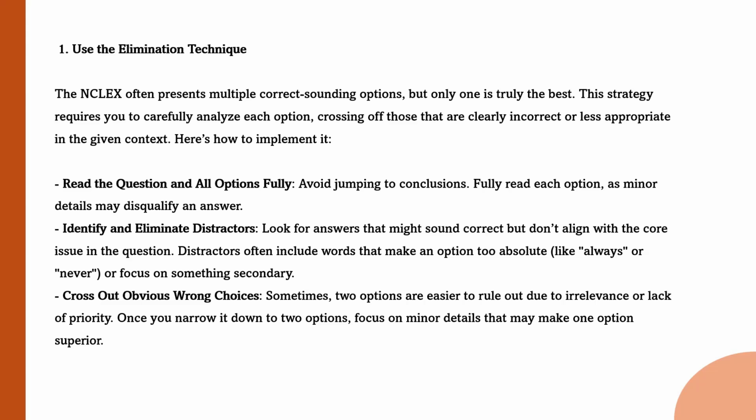Distractors often include words that make an option too absolute, like always, never, or focus on something secondary. I tell my students, anytime you are tackling an NCLEX question, always focus on the primary issue, except if the NCLEX asks you for the secondary. Next, you want to cross out obvious wrong choices. Sometimes two options are easier to rule out due to irrelevance or lack of priority. Once you are able to narrow it down to two options, focus on minor details that make one option superior.